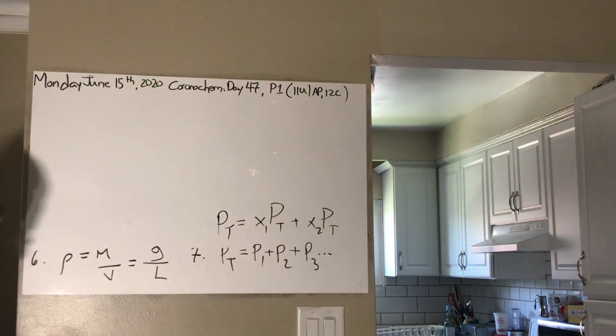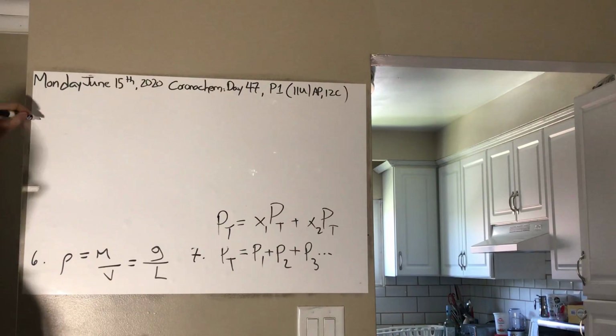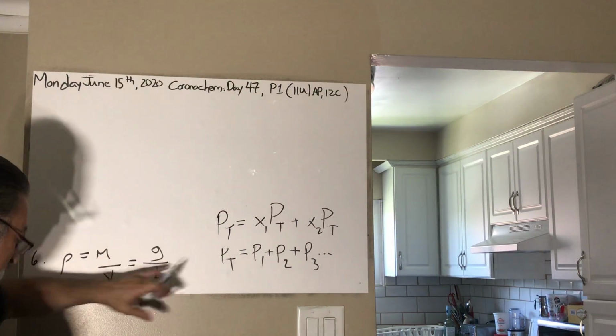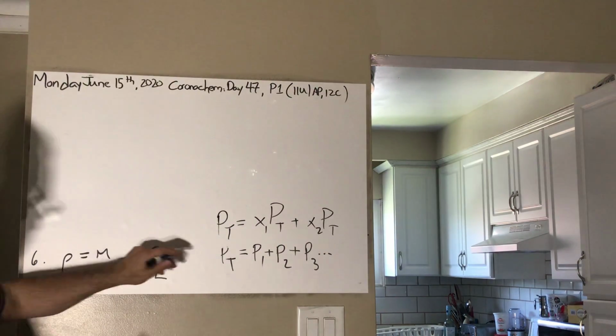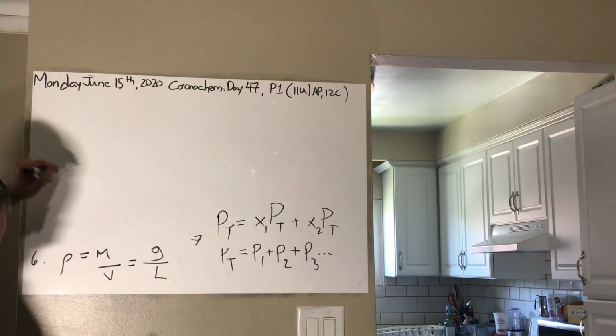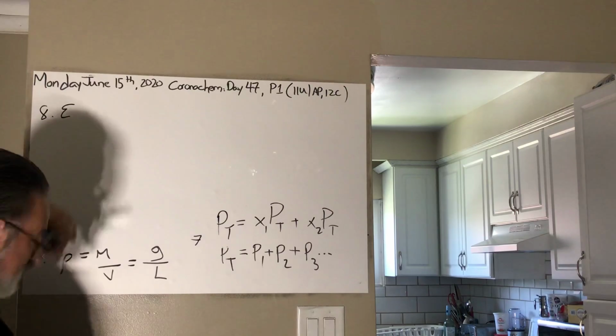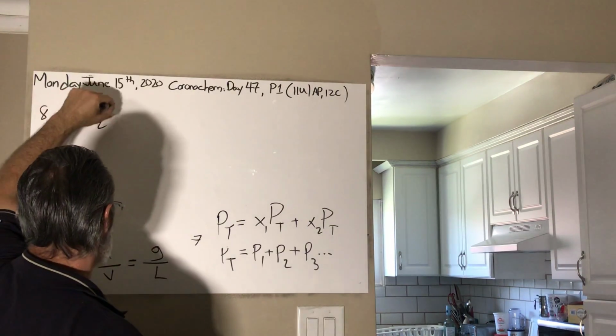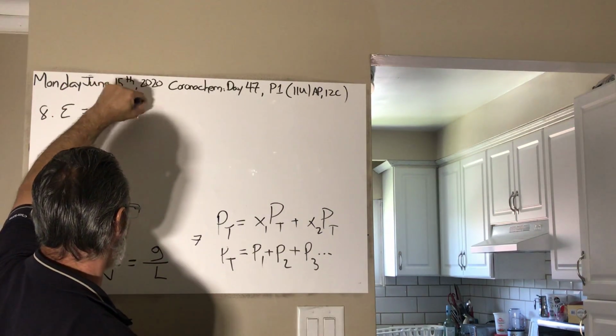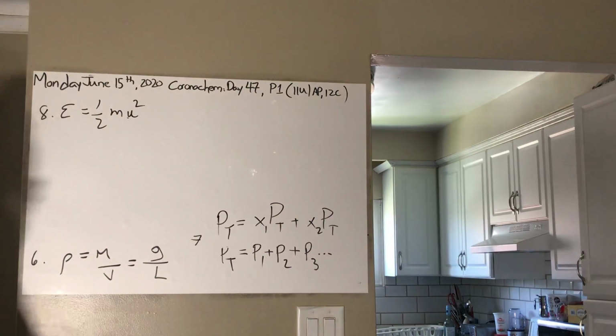to the total pressure. Okay, so the seventh concept, this was actually a continuation of the sixth concept. The seventh concept was, no, it was that, sorry. And then 8 was the energy of the gas molecule is related to 1/2 its mass times its root mean square velocity. What is the root mean square?